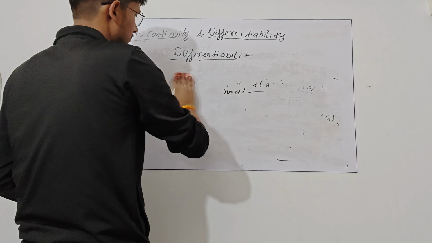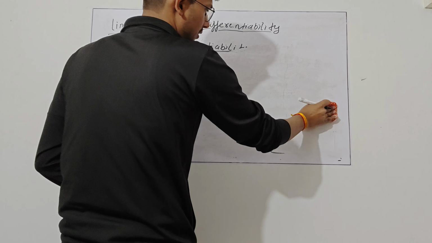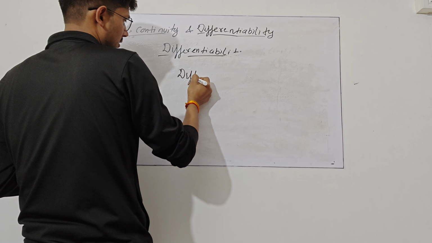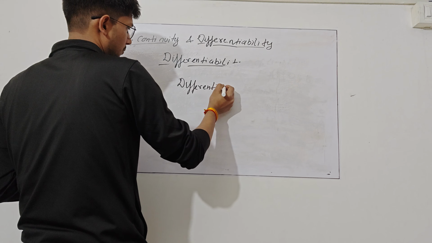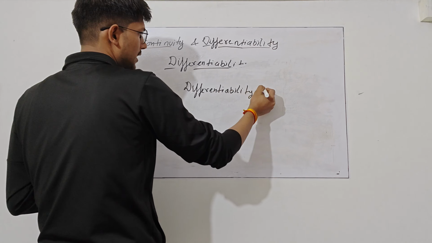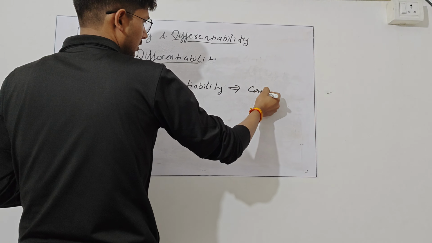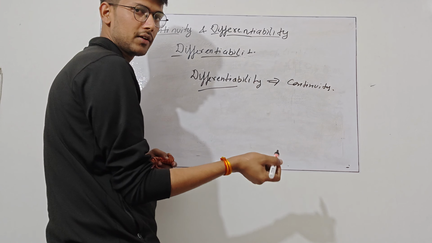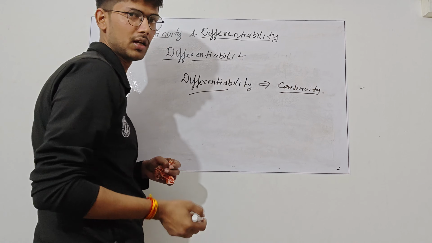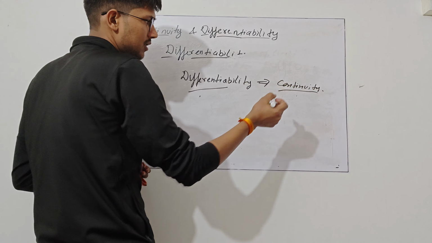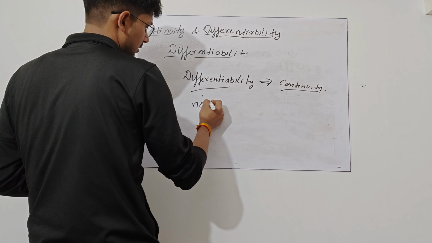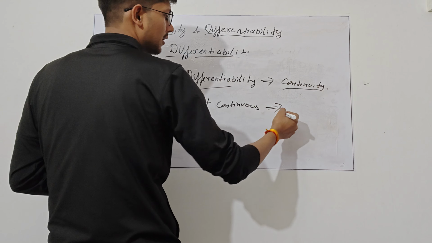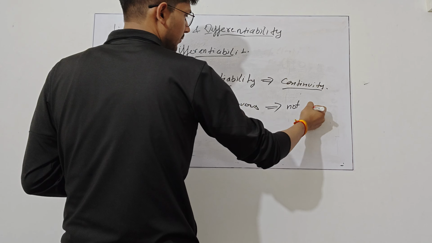So with the help of differentiability, we can directly conclude about continuity. That is, differentiability implies continuity. If our function is differentiable, then it is also continuous. If our function is not continuous, then we can directly say that it is also not differentiable.